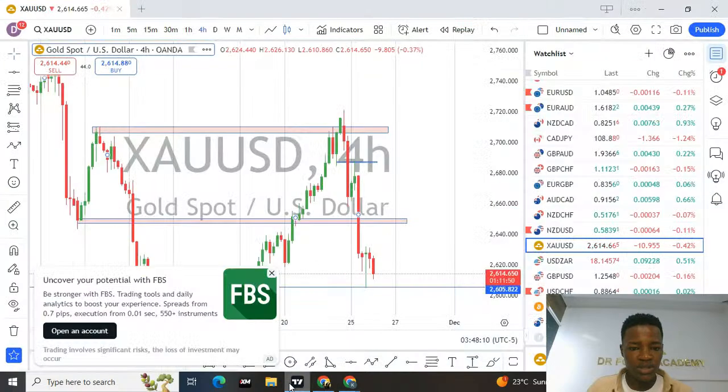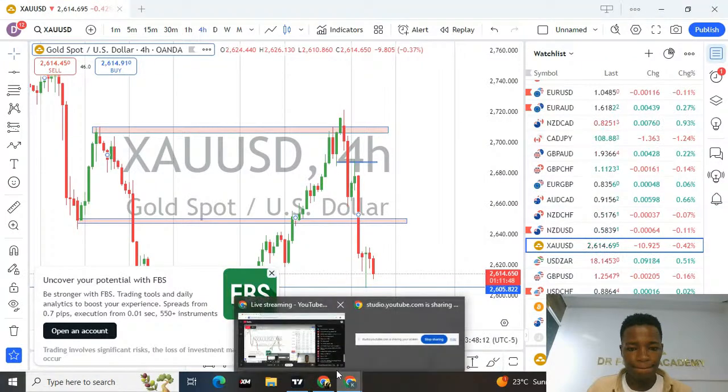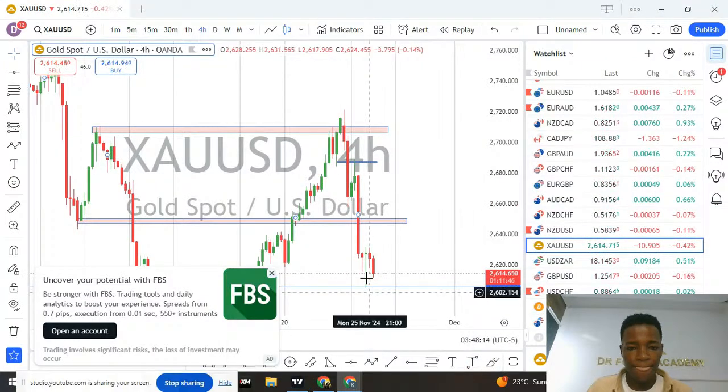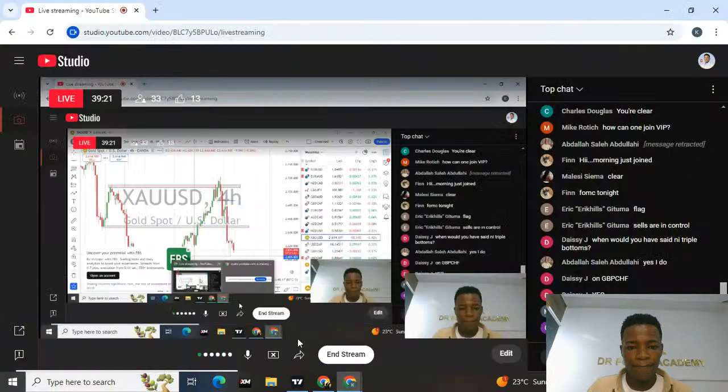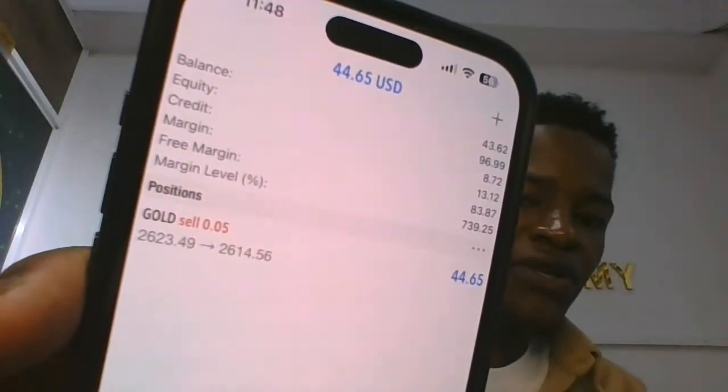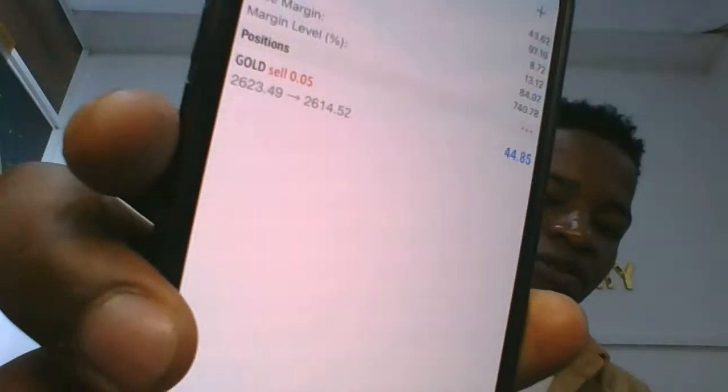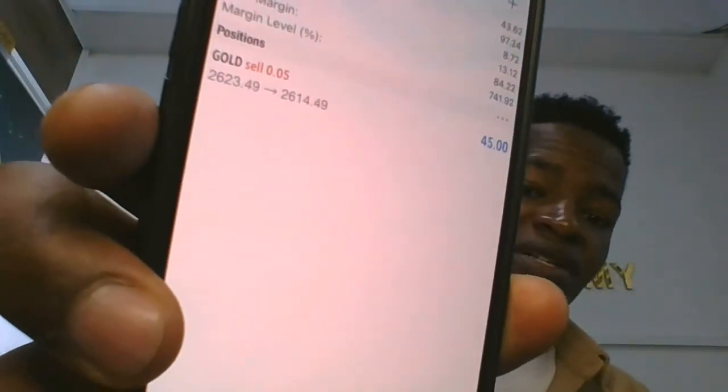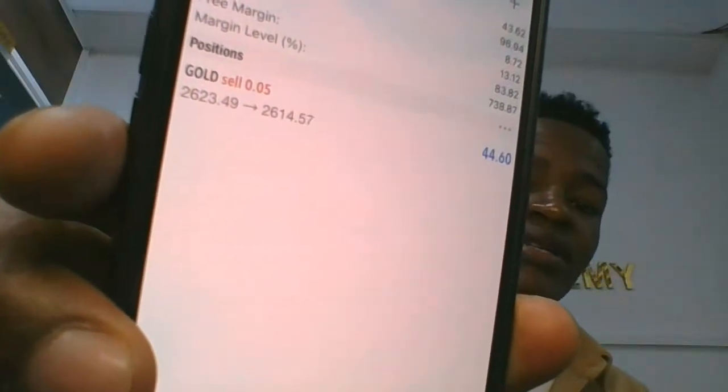Okay, just a moment. Okay. I don't know if you can see. You can see I have a balance of 43 and it has already flipped. It's still early morning. And you can see there's a trade that's still running.